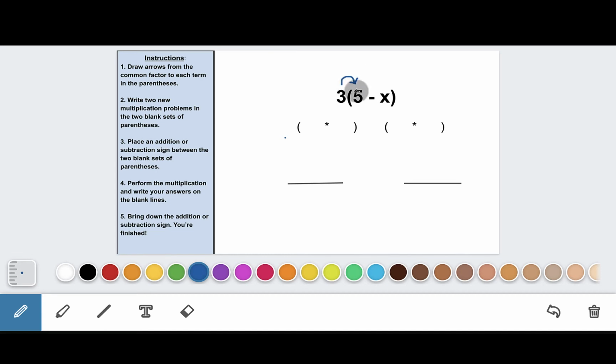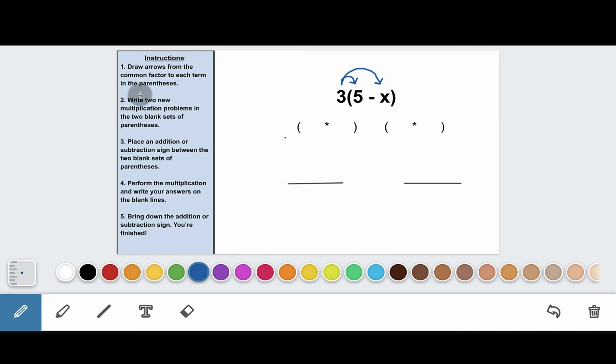So there's my first arrow, 3 to the 5. This tells me I'm going to multiply 3 times 5. Draw my second arrow over here. Some people call these rainbows, and this tells me I'm going to multiply 3 times x. Now, you could draw for the next step, or you could use the text tool.